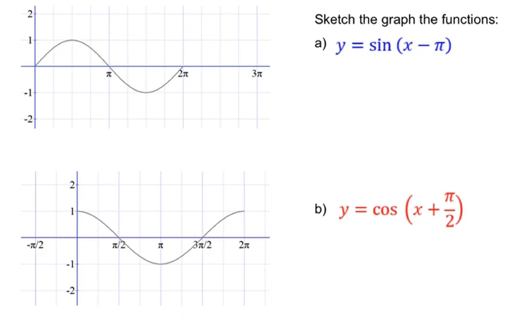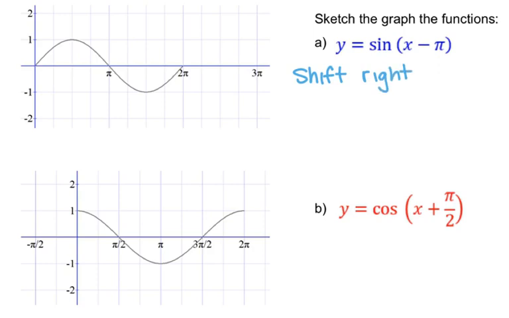So here we have two functions. We're going to sketch the graphs of the function. I have y equals the sine of x minus pi. So it's added and it's on the inside, so that lets me know it's a horizontal shift. And looking at this, I would think, okay, well, I'm going to go to the left because it's negative. But this is actually going to shift right pi units, which means we are going to take our x value and we're going to add pi to each of the x's.